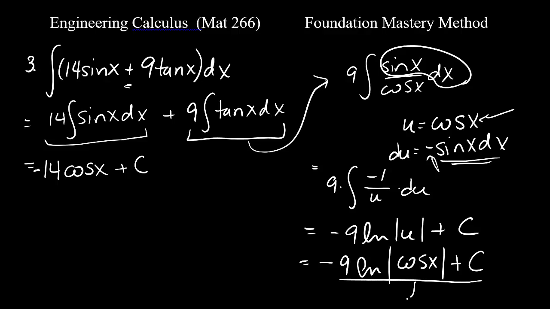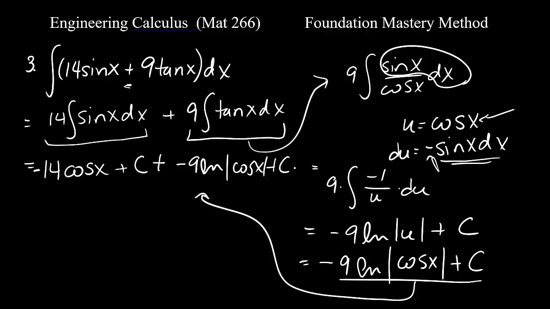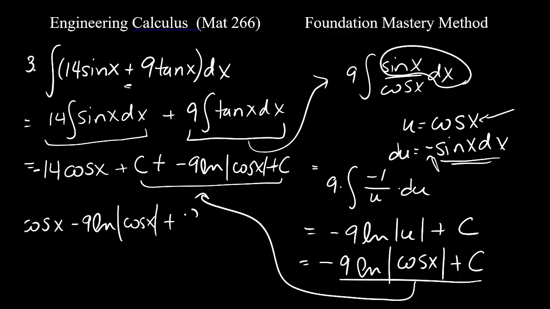And now let's combine this with our earlier result. And so this will be plus a negative 9 natural log of the absolute value of cosine of x plus a constant of integration. And as our final step, let's combine these two constants of integration into a single constant. So we'll have negative 14 cosine of x minus 9 times the natural log of the absolute value of cosine of x, plus one single constant of integration.